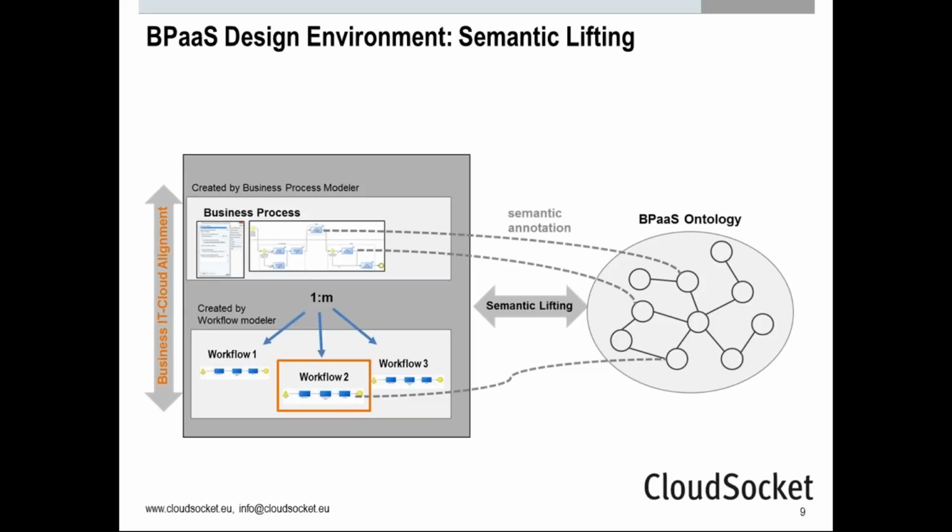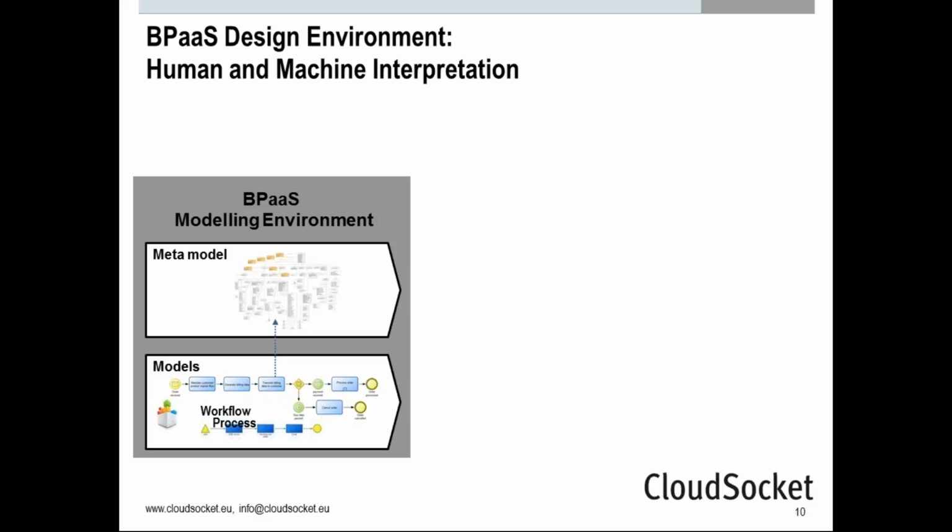But to do the alignment, we need some kind of formal representation. In our approach, we use an ontology as the formal representation, and we map the elements of the graphical models to classes in the ontology. And this mapping is what we call the semantic lifting. So we have the semantic description, a meaning of the elements that we have in the process and in the workflow models.